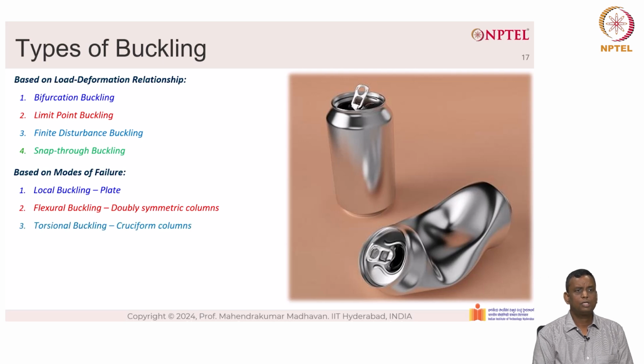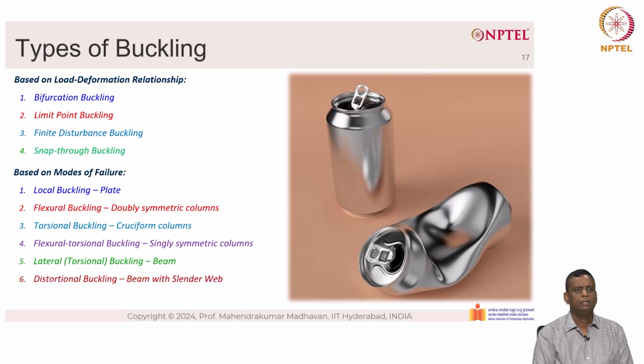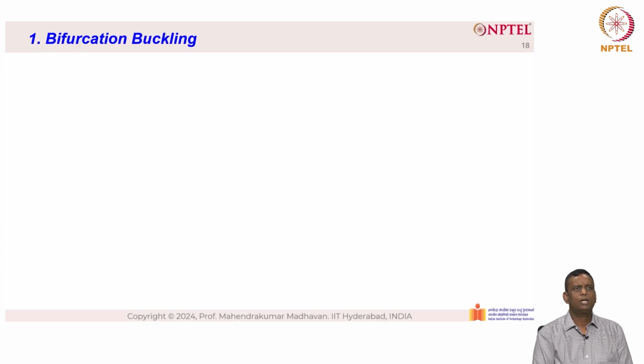We can have torsional buckling, which is specifically exhibited by cruciform cross sections. The fourth one is flexural torsional buckling, typically occurs in singly symmetric columns. The fifth one is lateral torsional buckling, it occurs in a beam. The sixth one is distortional buckling, basically beams with slender webs exhibit distortional buckling. And the seventh one is the buckling of the entire frame. So now let's look at them one by one.